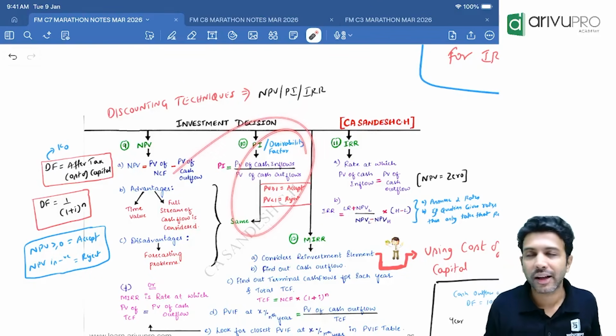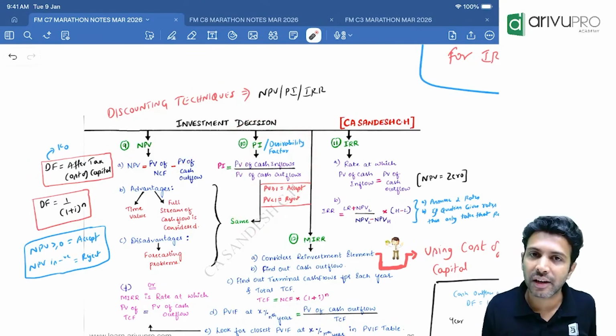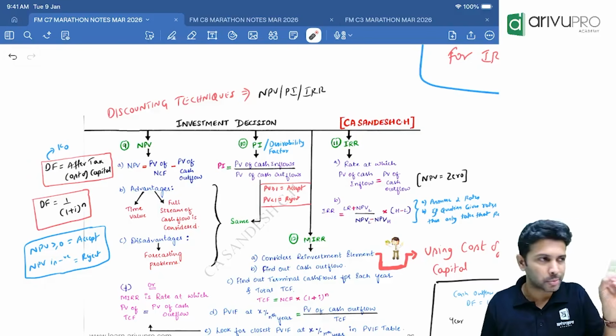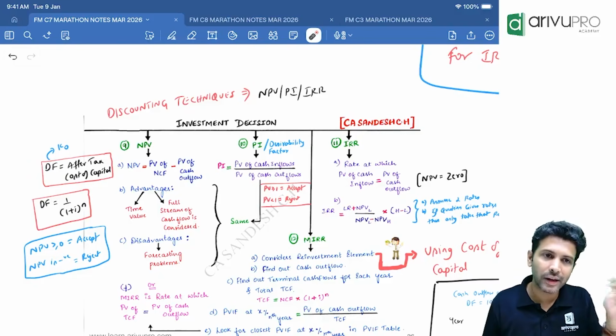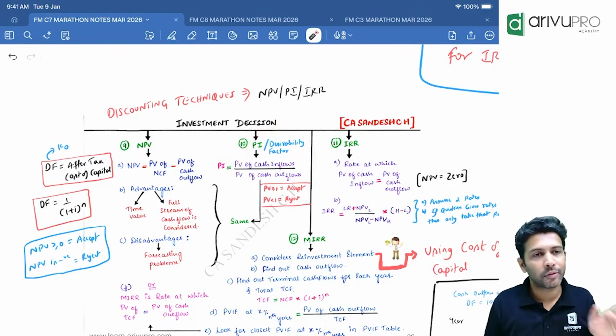Then profitability index. How do you get profitability index? Present value of cash inflow divided by present value of cash outflow. Decision rule for an individual project is profitability index should be greater than or equal to 1. Lesser than 1, reject. If you have multiple projects, you will select the project with the highest profitability index.